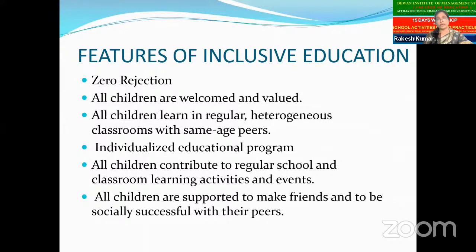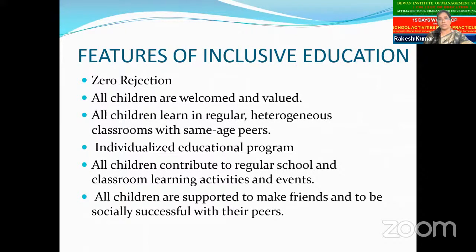Moving to the next slide. What are the features of inclusive education? The first one is zero rejection. It means schools and districts have a zero rejection policy when it comes to registering and teaching children within their region. The school system does not have the option to accept or reject a child in education.